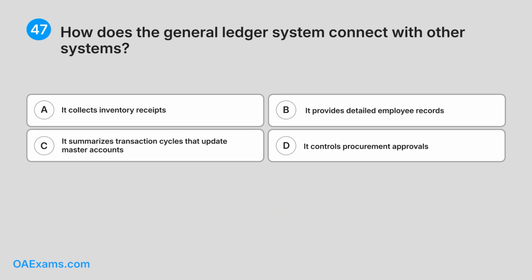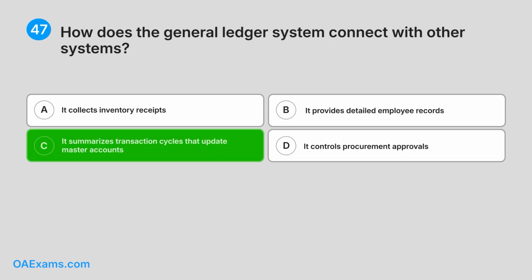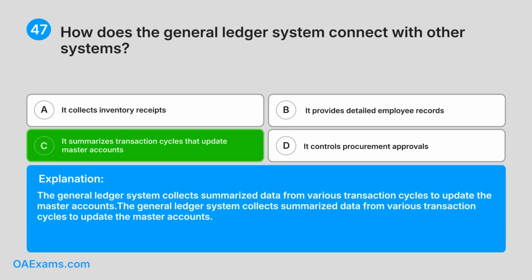Correct answer. C. It summarizes transaction cycles that update master accounts. Explanation. The general ledger system collects summarized data from various transaction cycles to update the master accounts.